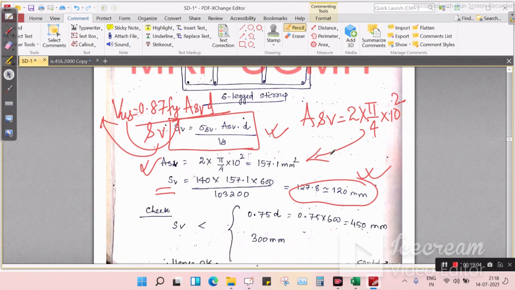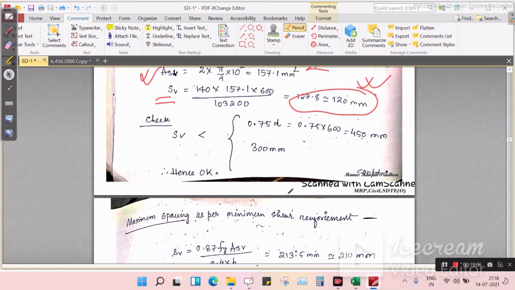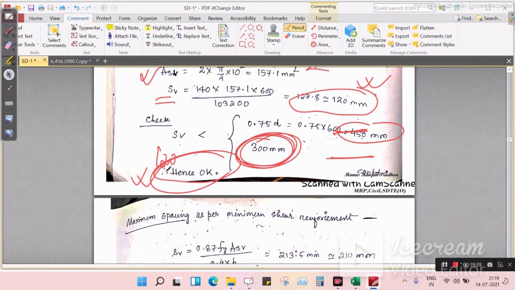But we have to check it again, as this is vertical stirrup. So the spacing sv should be less than 0.75 d or 300, whichever is less. So 0.75 d is 450. So between 450 and 300, less is 300. So as per provision, our sv should be less than 300. So 120 is less than 300. Hence, this is satisfied.